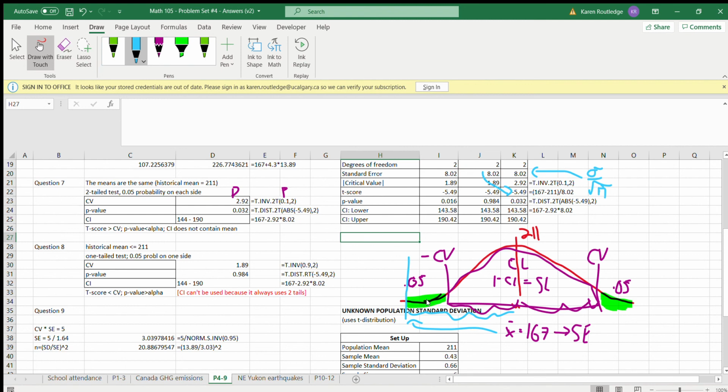So that's our first method of doing it. We've calculated our critical value and compared that to the t-score. Our second way of doing this is with p-values, and I'm just going to make that next video.